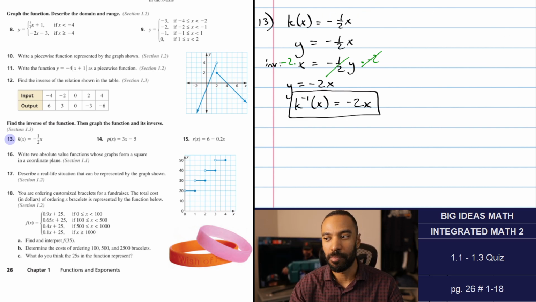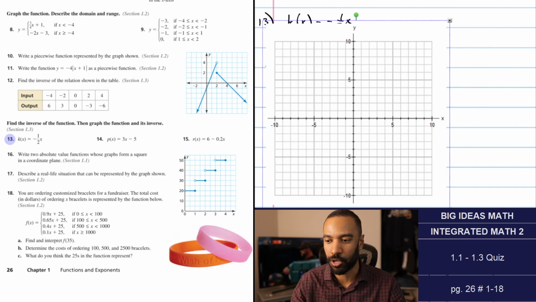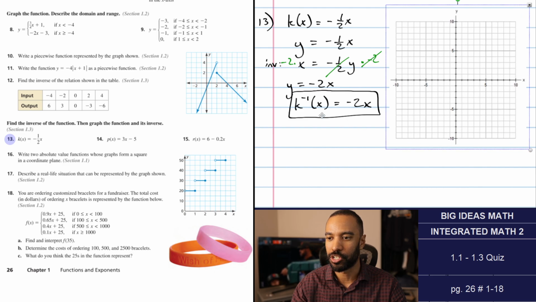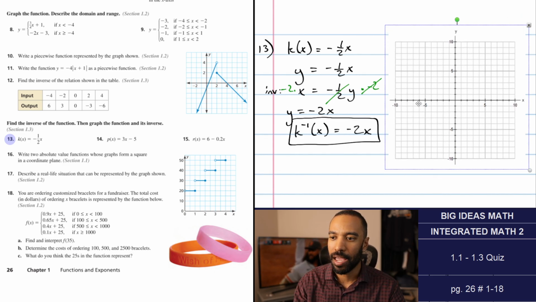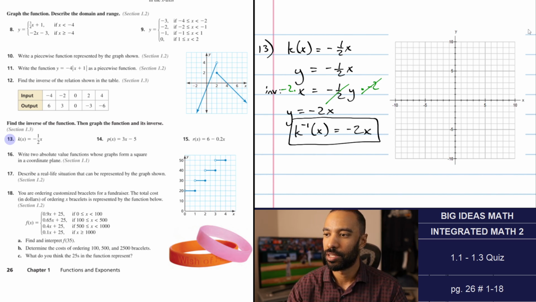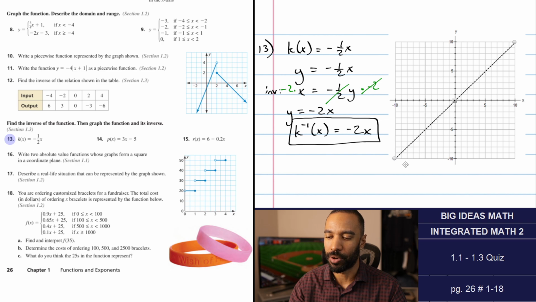Now, what an inverse means when graphed, and I'm going to have to shrink it to fit it over here, is that a function and its inverse are both reflected across the line y equals x. The line y equals x is this diagonal line. Reflecting across that line just means that every point you see on one side is swapped on the other side. So when you look at what I'm graphing in blue, -1/2 x has its y-intercept at the origin, and goes down 1, right 2, like this.